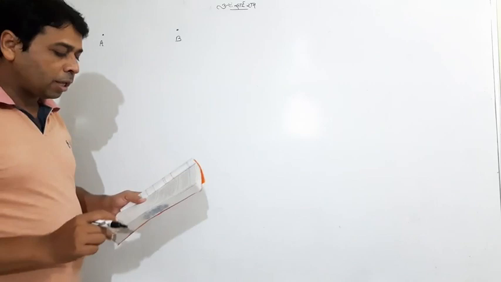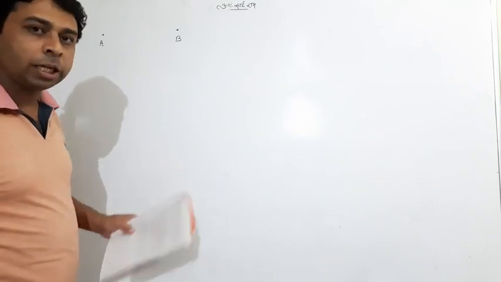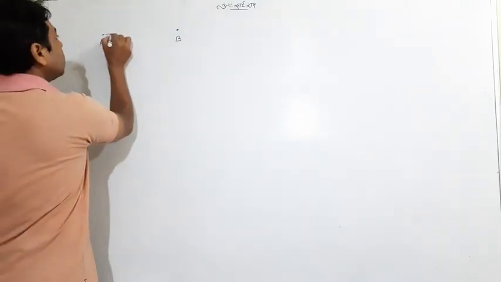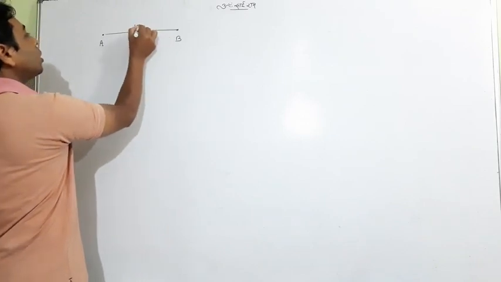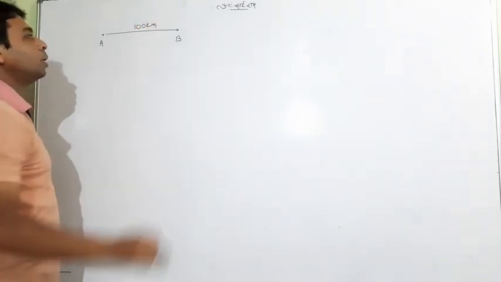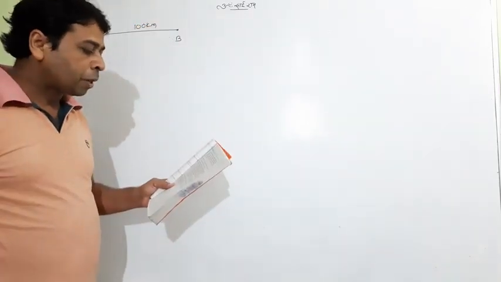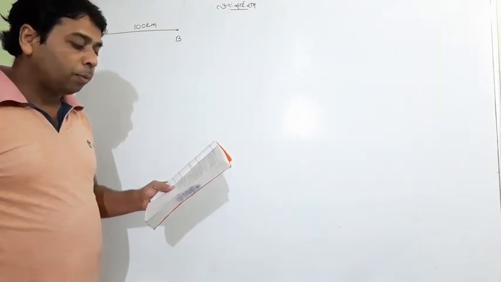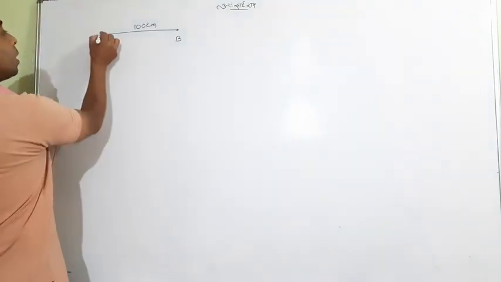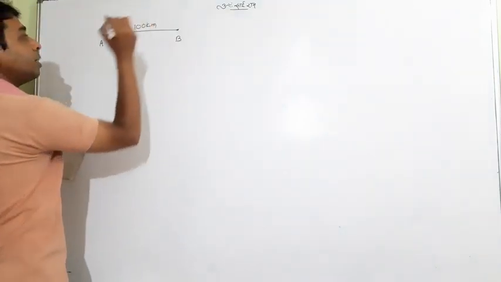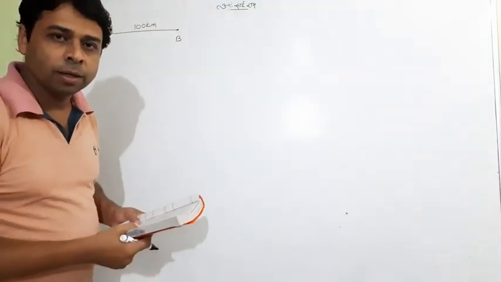Now the question says A and B are two places 100 km apart, meaning the distance between these two is 100 km. Look at it properly, students: 100 km. The first condition says one car starts from A and another car starts from B, meaning one car is standing here and the second car is standing here. Now they are moving.